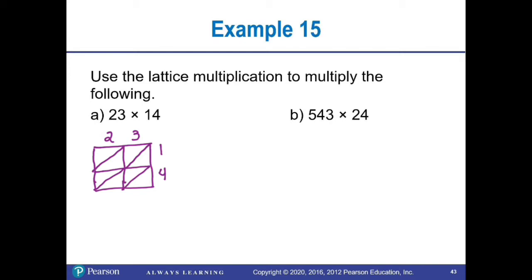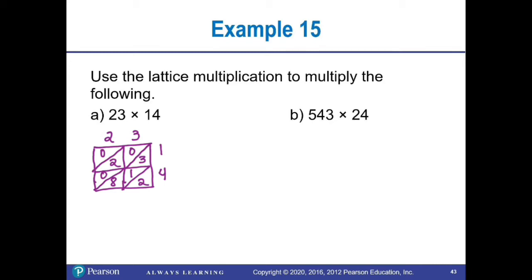Then I multiply. 3 times 1 is 3, or 0, 3. 3 times 4 is 12. And notice I put the 1 in the top triangle and the 2 in the bottom triangle in that box. 2 times 1 is 0, 2. The 0 goes in the top triangle, the 2 goes in the bottom triangle. And 2 times 4 is 8. So I have 0 in the top triangle and 8, the ones place, in the bottom triangle.